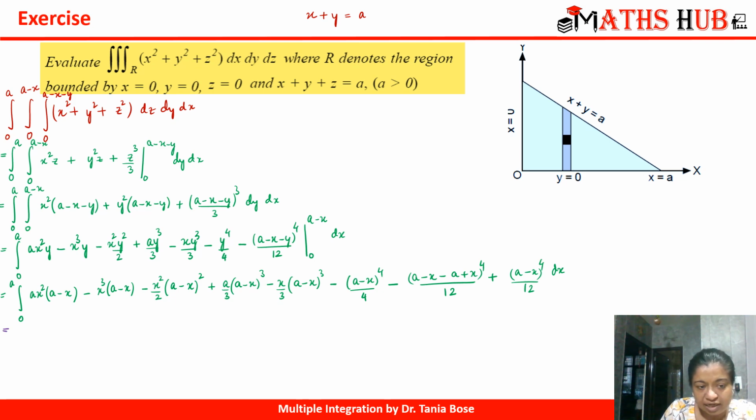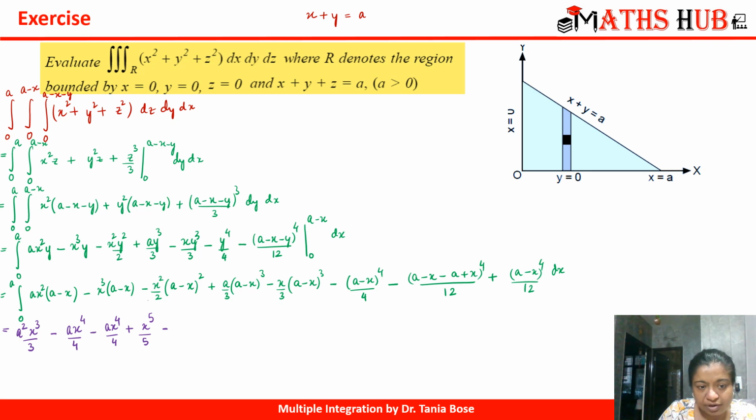Now this term, I need to open it up. So when I open it up, I will get my values as a square. X square integration will become x cubed by 3. When you open it up, the next term, this is a x cube. So x cube integration is x4 by 4, right? The next term, minus ax cube. So this will be ax4 by 4. The next term is x to the power 4. So that is x to the power 5 by 5.